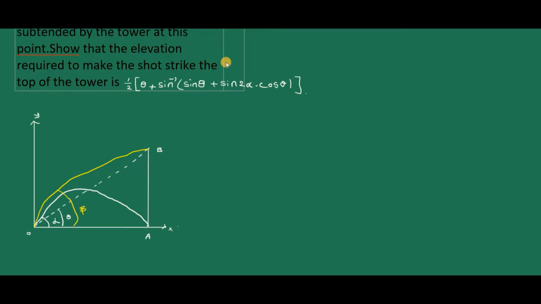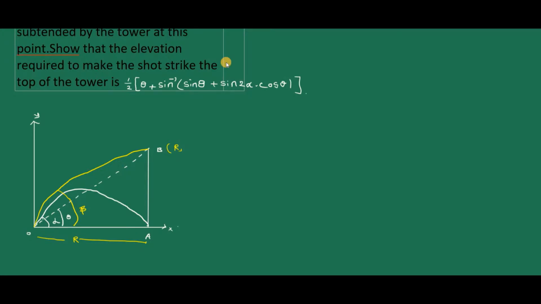So we have to prove the value of beta is equal to 1/2 into bracket theta plus sine inverse sine theta plus sine 2 alpha into cos theta. So now say OA value is equal to R. Therefore, the coordinates of the point B, that is, x value is equal to R, comma, we have to find the value for y and write down here.